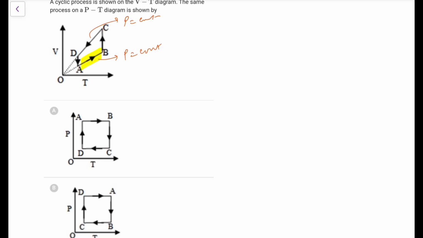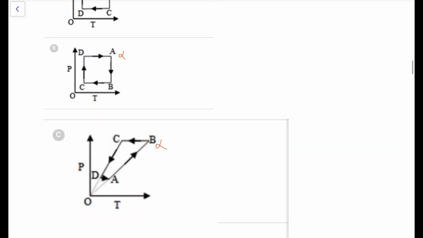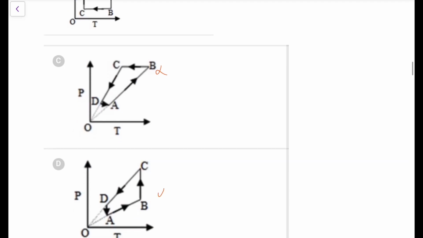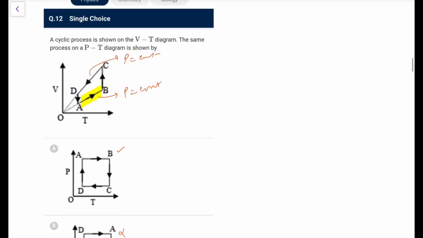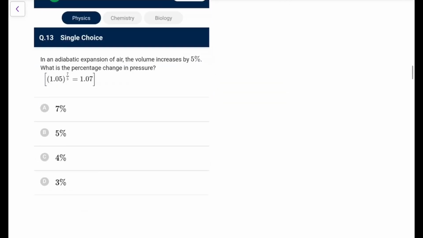Now in A to B, pressure is constant and volume and temperature both are increasing. It's okay here. It's not okay here. It's not okay here, and it's not okay here. So only one option is left by looking at A to B. So clearly I'll be going with option A. No other choices to look at.